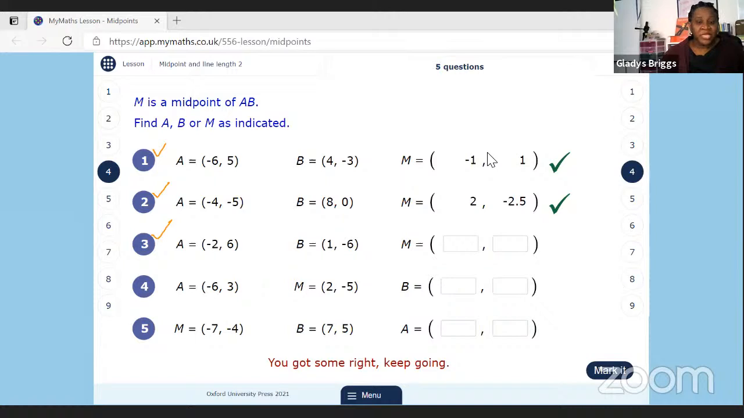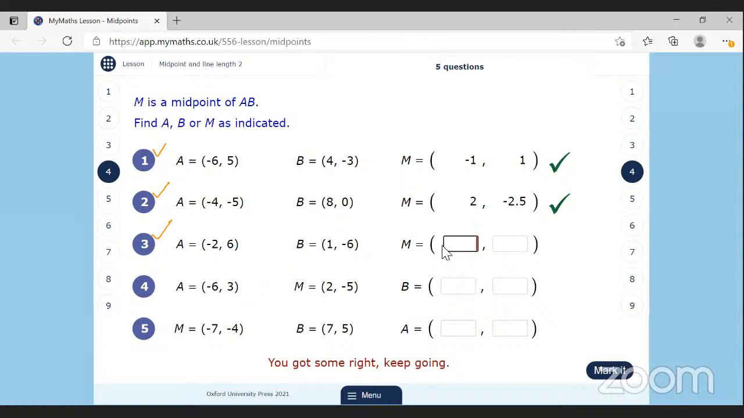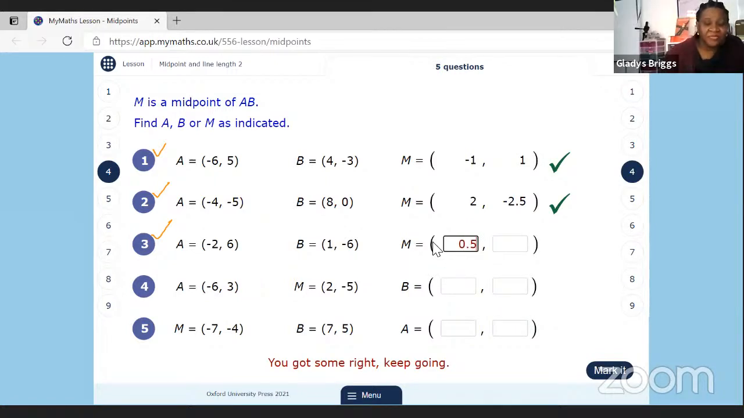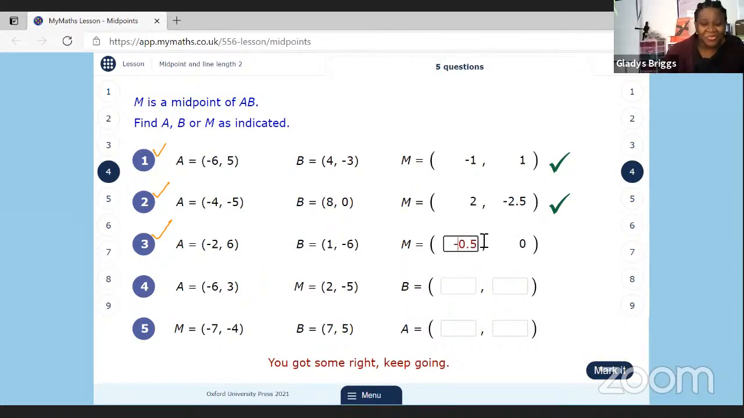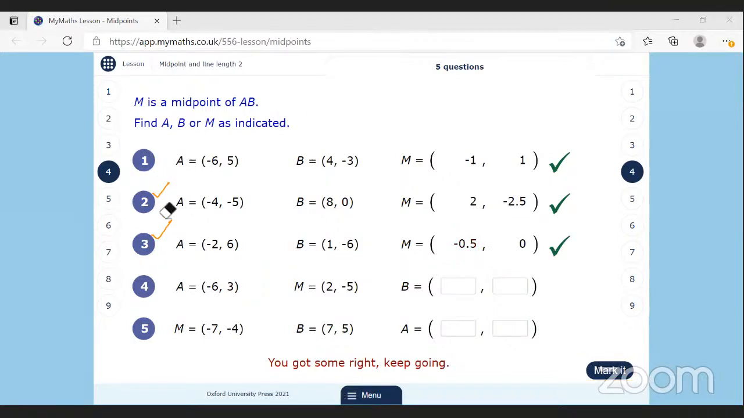And the last one, let me see, who else was here? Yeah, okay, I'll explain that to Kenaji because you came late. But do you want to give us your answer for the last one? Reem, what's your answer for the last one? It's 0.5 and 0. It's -0.5. All right, negative. You missed the negative. Okay, so well done to you guys.